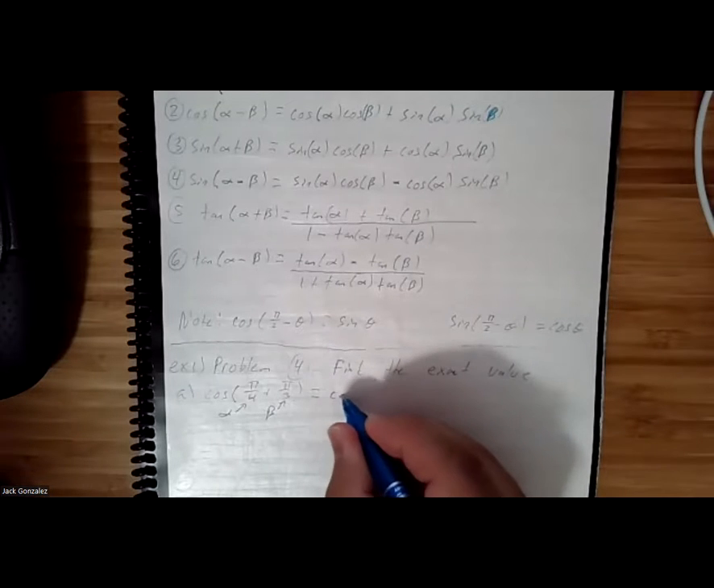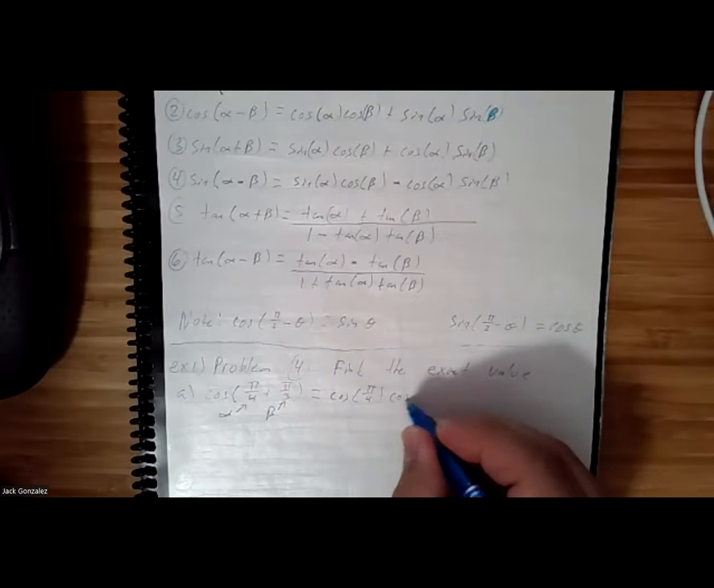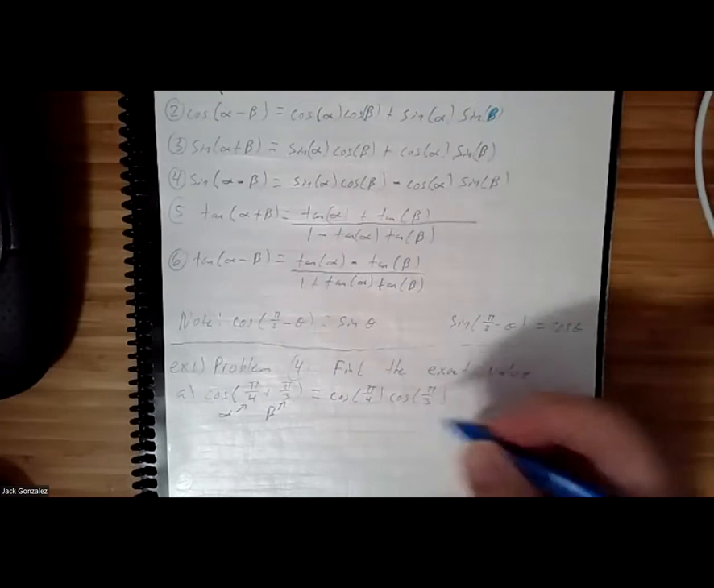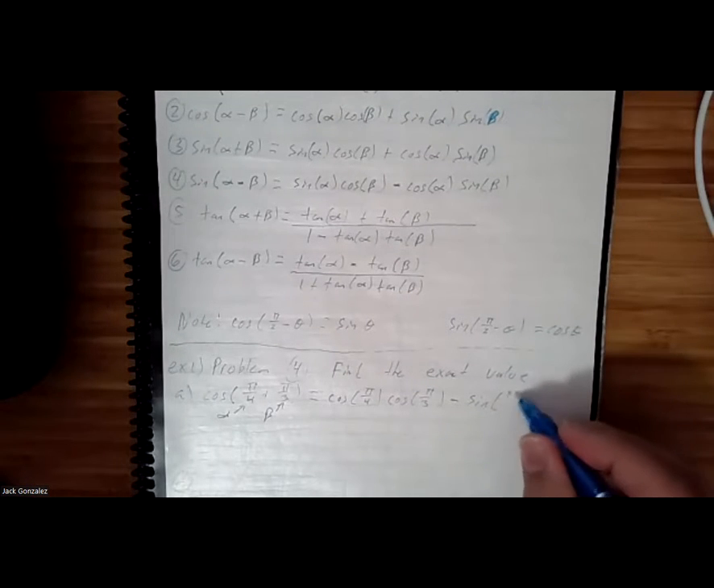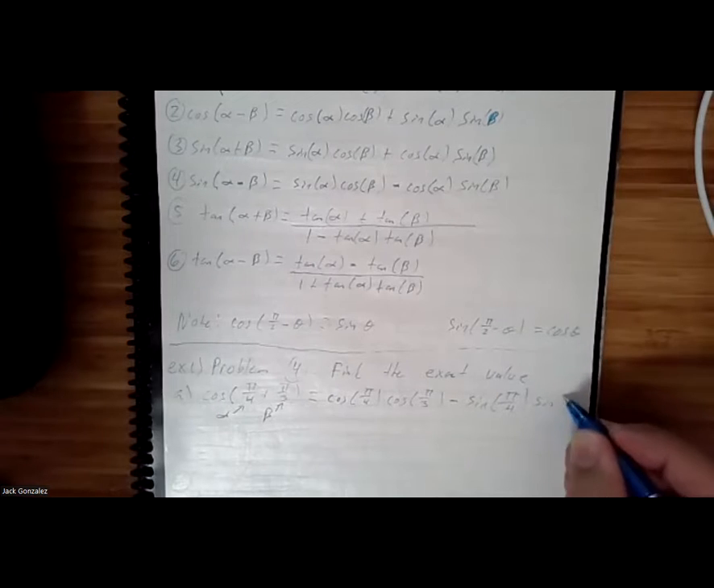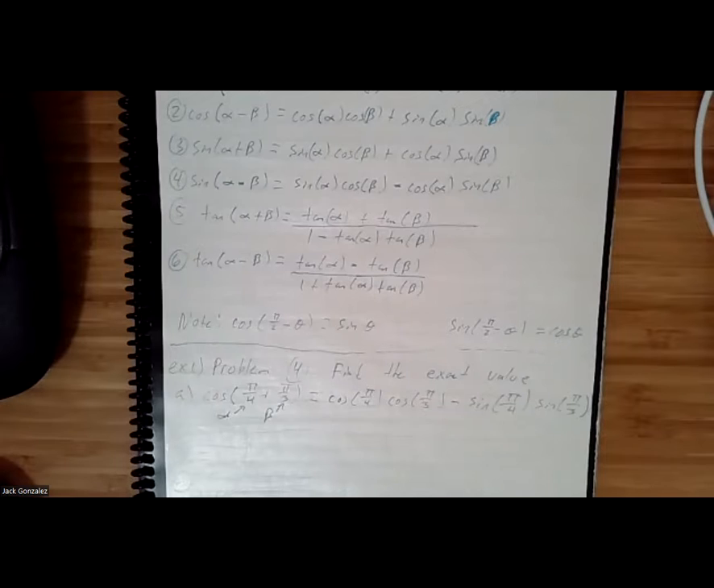So cosine pi over 4, cosine pi over 3, and then it's minus, right? Yeah, minus sine pi over 4, sine pi over 3. So now we gotta look it up on the circle. All right, where the heck is the circle? Let's see.